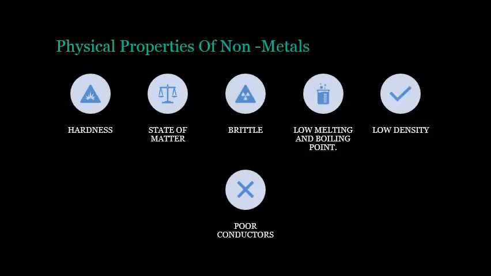Now let's take a quick look at physical properties of non-metals. Non-metals are generally soft. They are dull. They don't have a shiny surface. They can be found in all three states: solid, liquid and gases at room temperature. They are generally brittle. They break into small pieces when beaten. They have low melting and boiling points. They also have low density. They are poor conductors of heat and electricity.